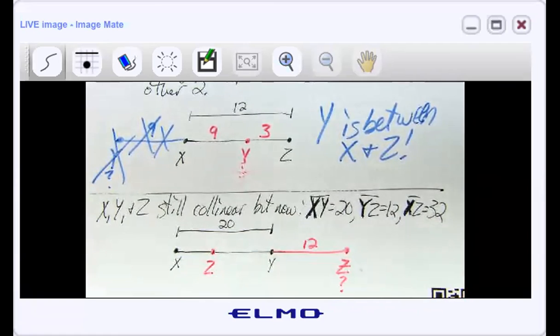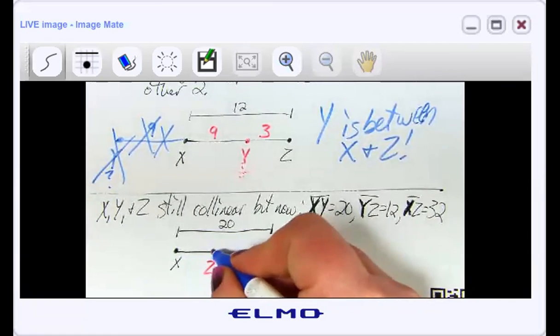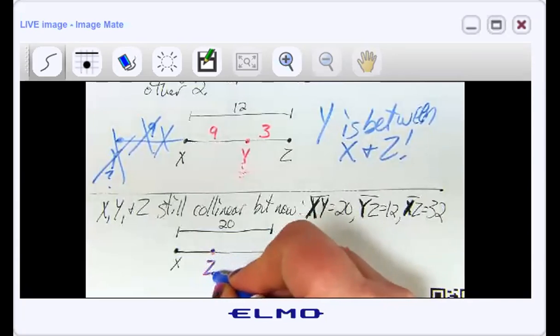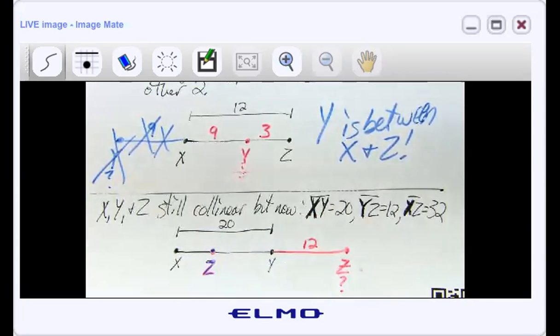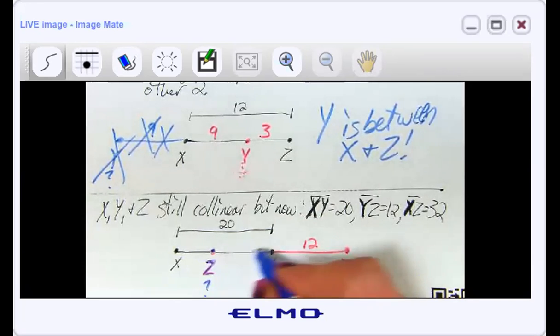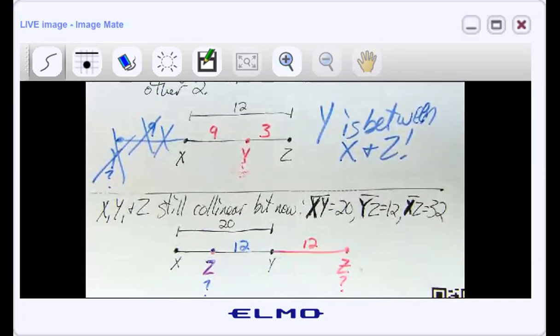Oh, I should do that in a different color. Hold on. I wonder if I draw over this, will it be purple? Kind of. Oh, cool. All right. Yeah, that's purplish. So Z could also be here, and that would have this YZ being 12. So there's my two options. I have the red and the blue. And so how do I know which one is right? I defer to this third piece of information.